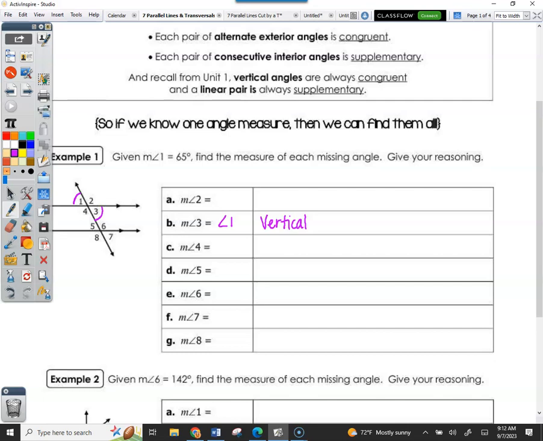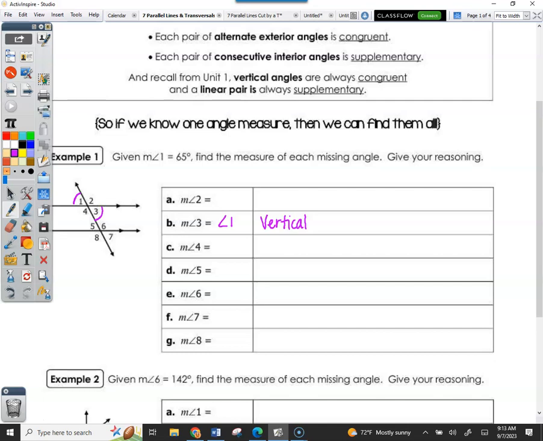Now, if I know angle 1 is congruent to 3, and then I have 2 and 4 here, do I have enough info? Let's say if angle 1 was 80 degrees, angle 2 would measure what? If angle 1 measured 80, angle 2 would measure 100. Why? They add up to 180. So angle 2 is going to equal the linear pair to 180.